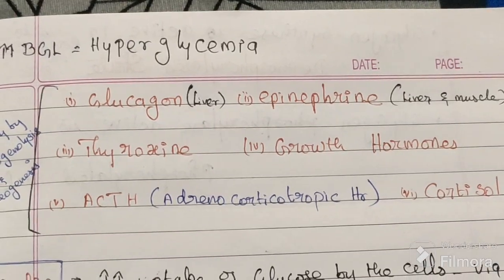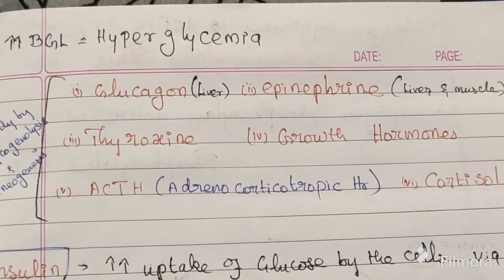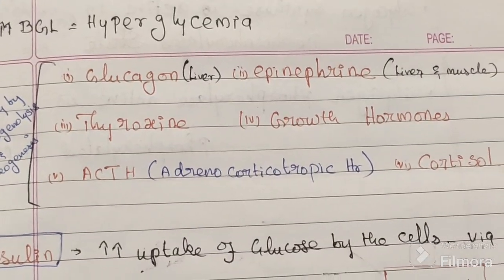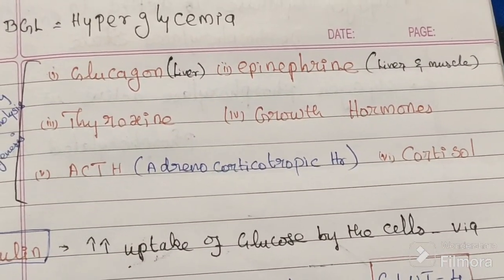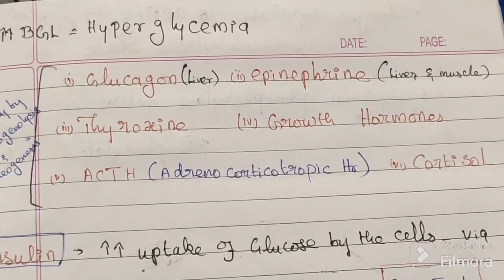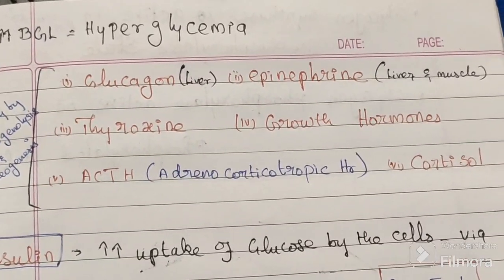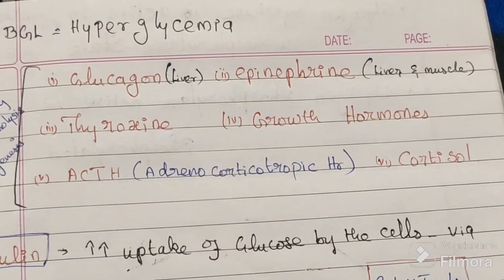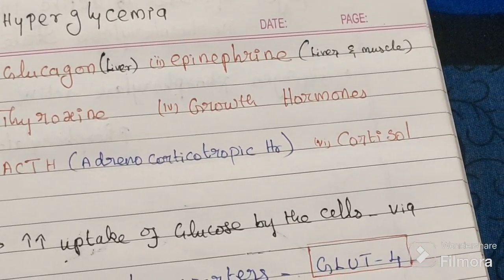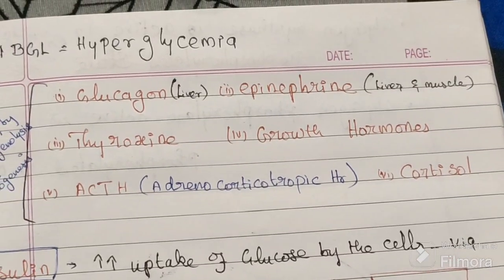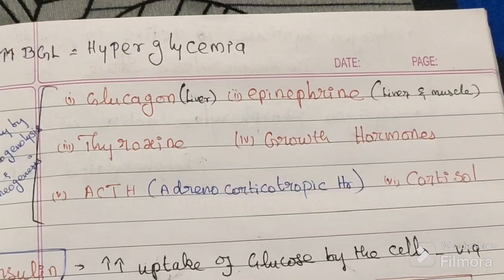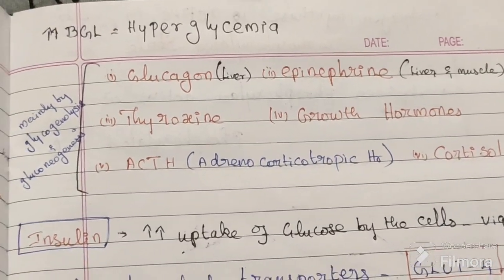The hormones responsible for increasing blood glucose level: first one is glucagon, second is epinephrine, then thyroxine, then growth hormone, then ACTH, adrenocorticotropic hormone, then cortisol. These are the important hormones responsible for increasing blood glucose level.